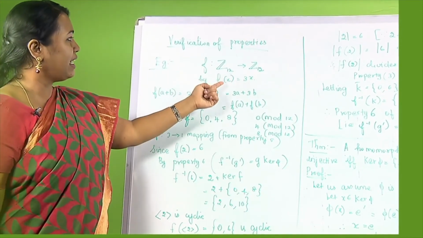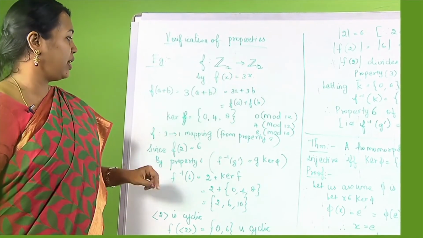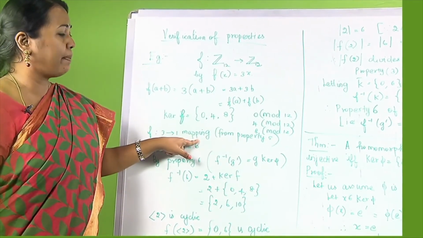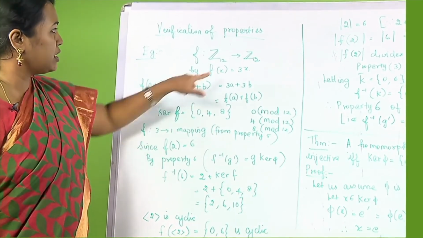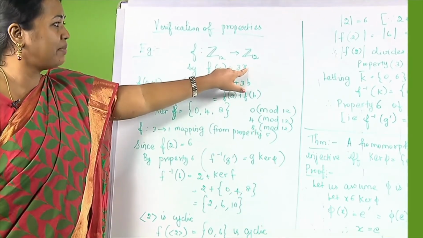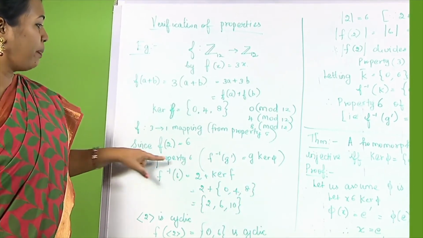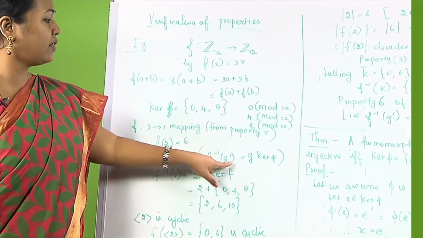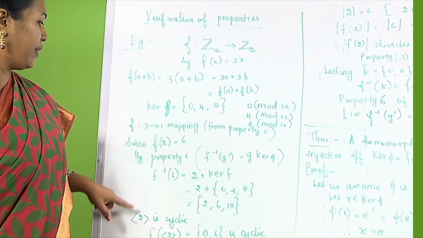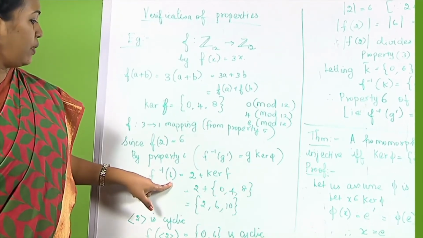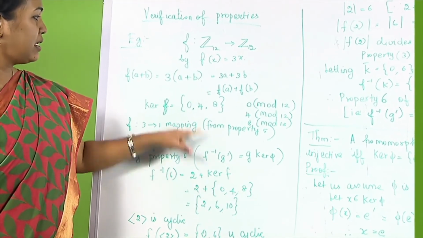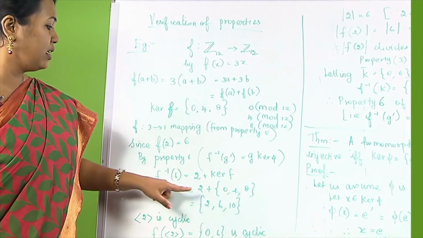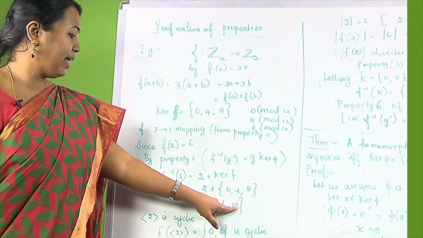We can clearly see that because f of x is equal to 3x, f is a 3 to 1 mapping. This is because of property 5. Now, since f of 2 is equal to 6, because 3 times 2 is 6, by property 6, which is f inverse of G dash is equal to G kernel phi, f inverse of 6 is equal to 2 plus kernel f, that is 2 plus 0, 4 and 8, which is 2, 6 and 10.